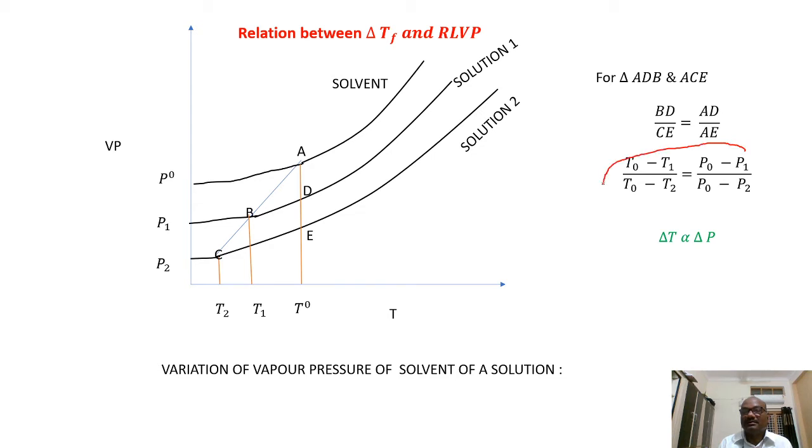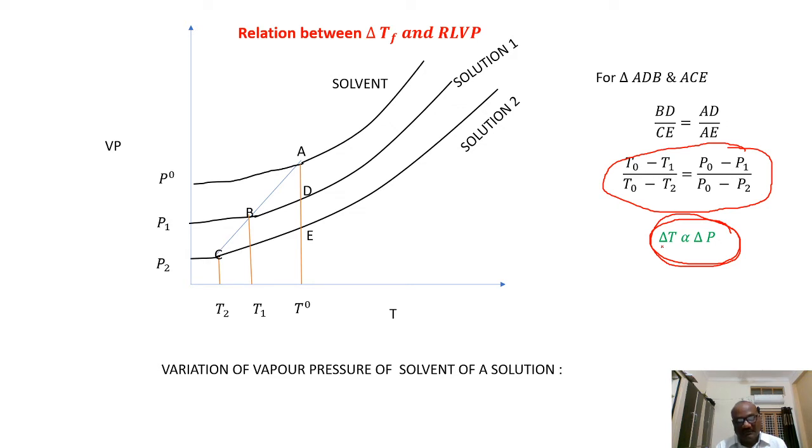ΔT1 divided by ΔT2 is equal to ΔP1 divided by ΔP2. This happens when ΔT is directly proportional to ΔP only. So based on this we can write ΔT is directly proportional to ΔP, which means the greater the lowering of vapor pressure, the greater will be the depression in freezing point.